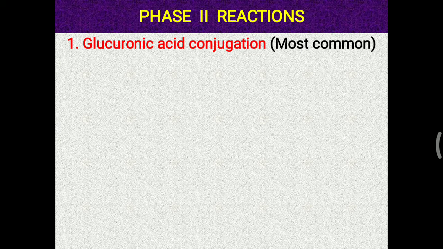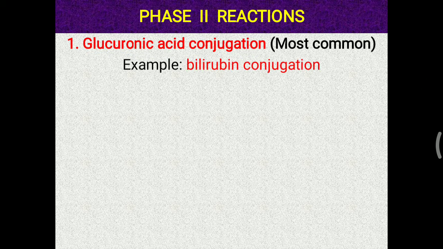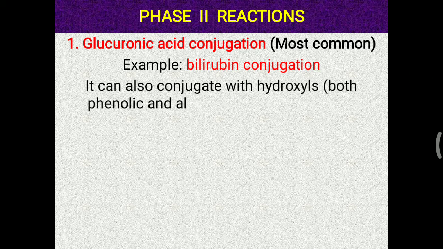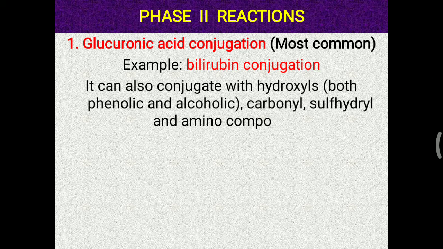First is glucuronic acid conjugation. In this reaction, glucuronic acid will attach over the xenobiotic, and that is the most common process. The best example is bilirubin conjugation. Apart from that, glucuronic acid can also conjugate with hydroxyl group, carbonyl group, sulfhydryl and amino compounds.